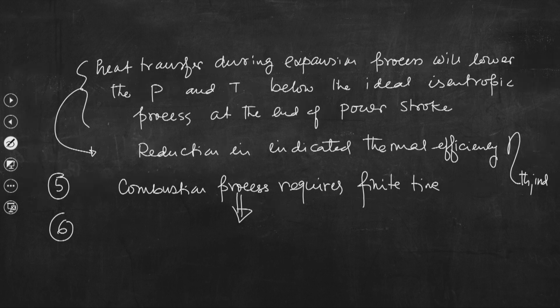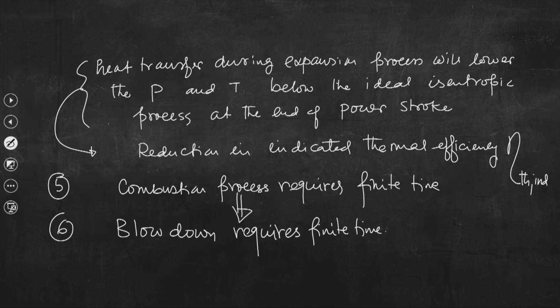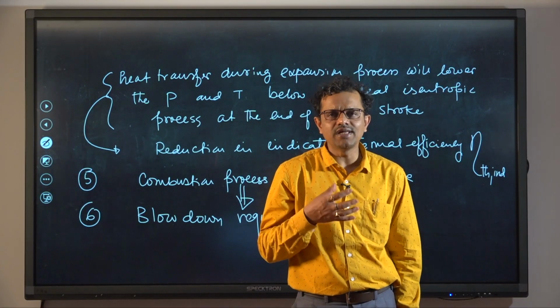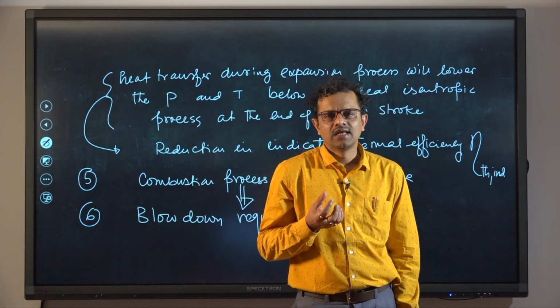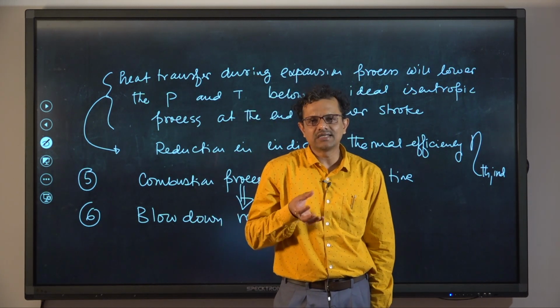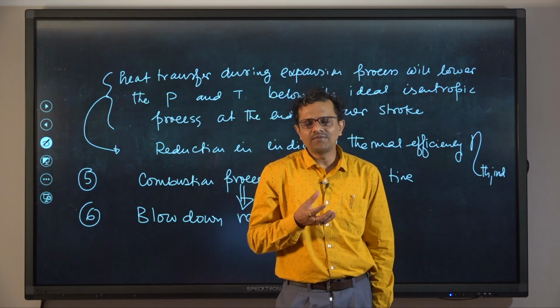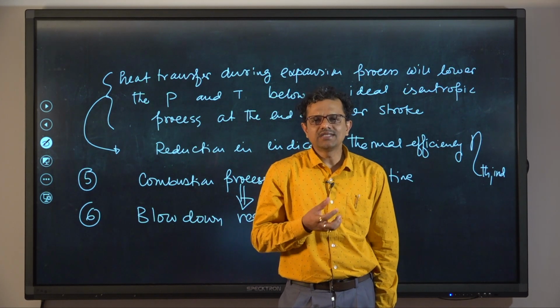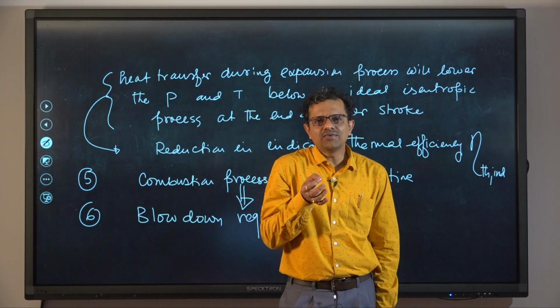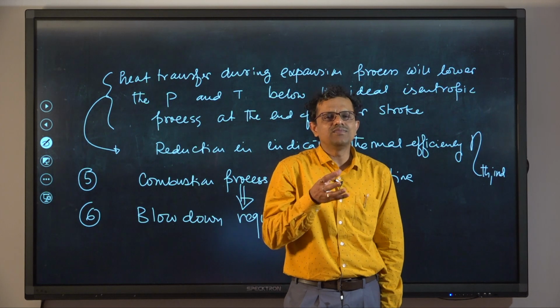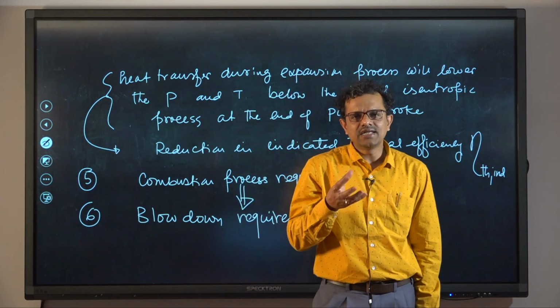Then number 6 is blow down. Blow down requires finite time. So, we know what blow down is. We have studied that when the piston is travelling from top dead center to the bottom dead center, before it reaches BDC, that is bottom dead center, the exhaust valve is allowed to open. Nowadays everything is electronically controlled, no valve is controlled by cam and follower mechanism. If that is the case, then with the aid of the electronic control unit we can really minimize or reduce the valve timing or time needed for the valve operation.